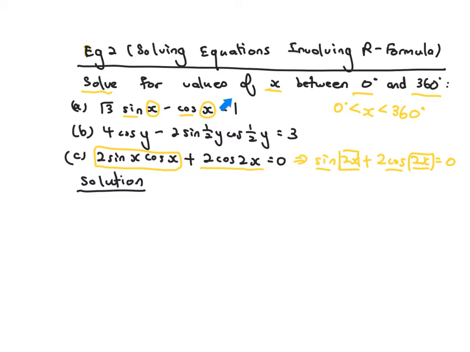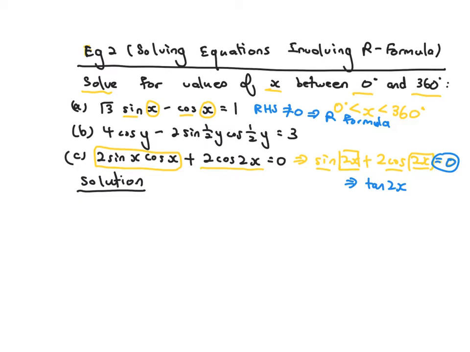But for part A, the right hand side is 1. Part C, the right hand side is 0. And both of them actually use different approaches. When the right hand side is 1, we use R formula. Okay, so when the right hand side is not 0, we use R formula. But here, part C, when the right hand side is 0, you cannot use R formula. It's not that you cannot use it, it's preferable to use tangent. Use tangent, not R formula.